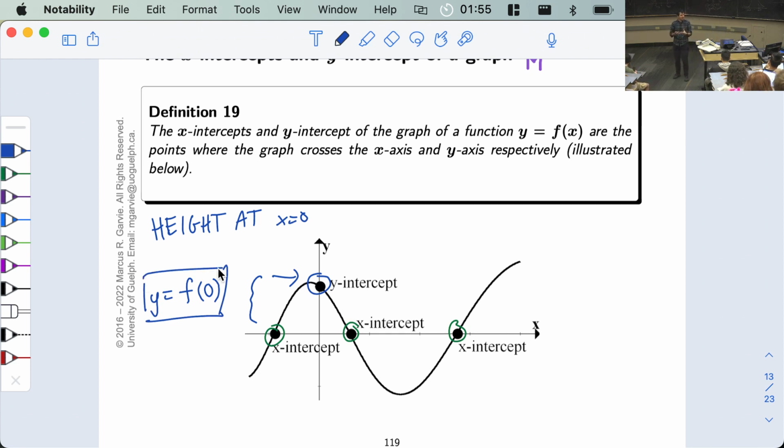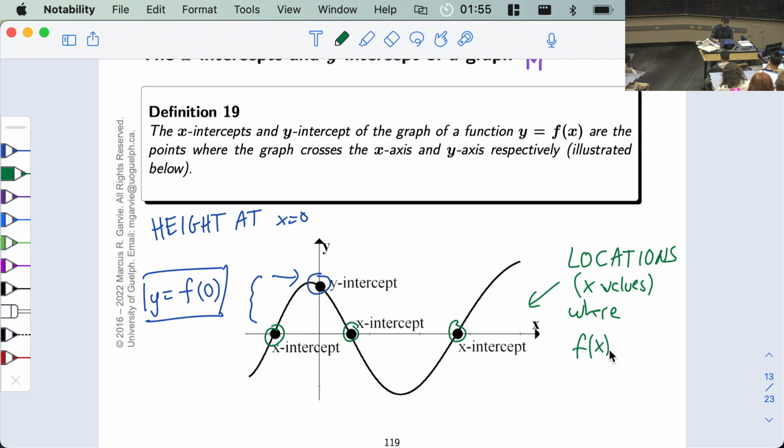That's the y-intercept. What about the x-intercepts? Well, the x-intercepts are the places where the height is 0. So the x-intercepts are the locations, and by locations, I mean x values, right? The x values where f of x equals 0. So if the height is 0 at these locations, then f of x equals 0 at those locations. So we're looking for the places where f of x equals 0. Those are the x-intercepts. And the y-intercept is simply f of 0.